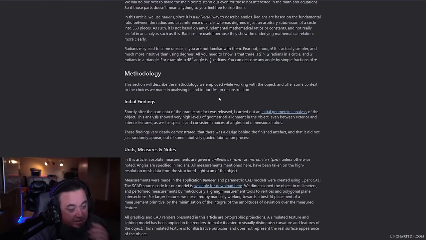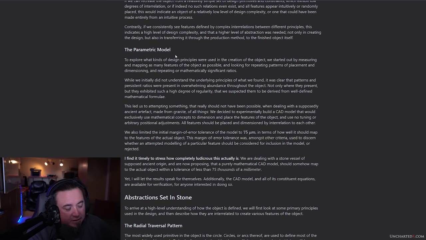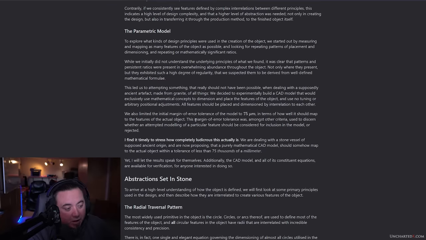So what he did, let's see, I want to get to him, created a model of it. To explore what kinds of design principles were used in the creation of the object, we start out by measuring and mapping as many features of the object as possible and looking for repeating patterns of placement and dimensioning and repeating or mathematically significant ratios. While we initially did not understand the underlying principles of what we found, it was clear that patterns and persistent ratios were present in overwhelming abundance throughout the object. Not only were they present, but they exhibited such a high degree of regularity that we suspected them to be derived from well-defined mathematical formulae.